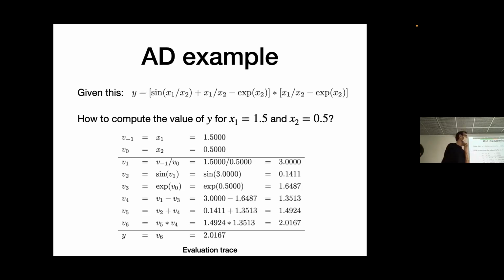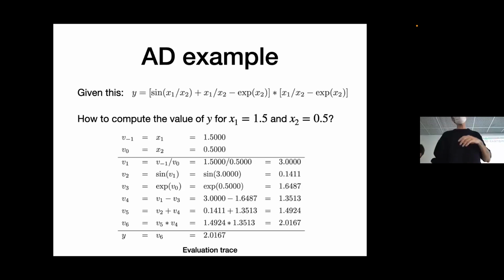It's very important to understand that you need all these steps. All these steps are called a trace, and you have that sometimes in PyTorch or TensorFlow. So this is the evaluation trace. These are all the operations you do to compute the value of y at the end. And you keep all the intermediate values. It's not very complicated, of course.